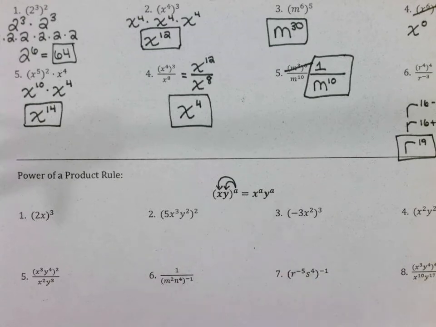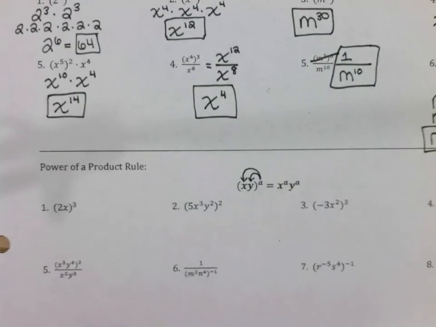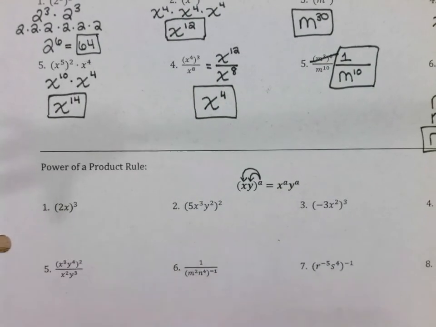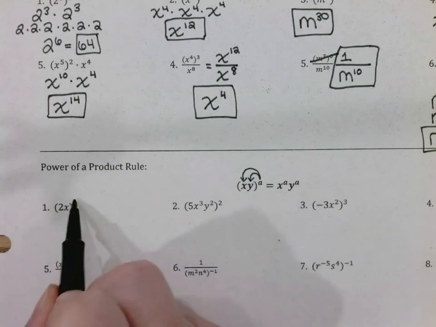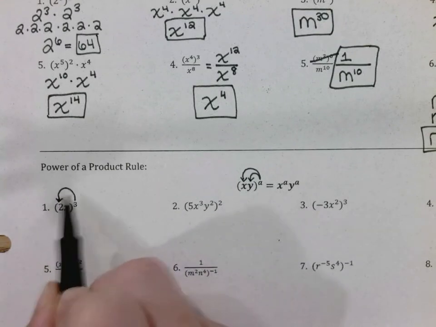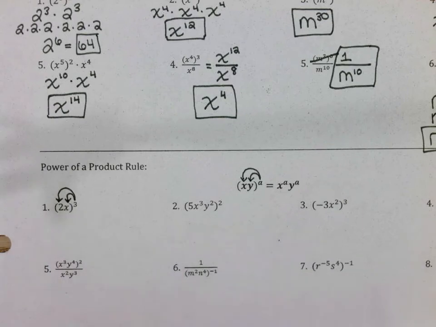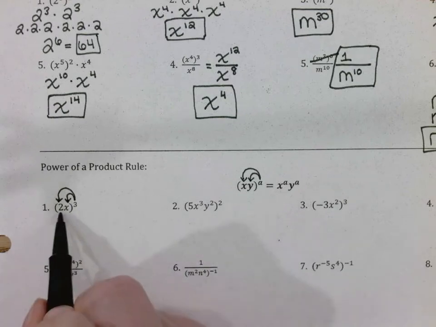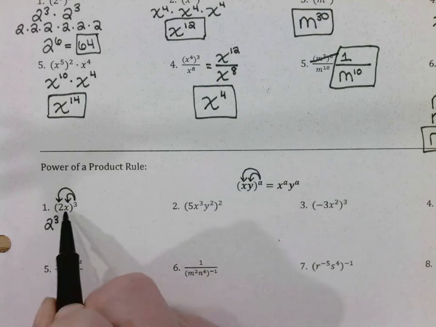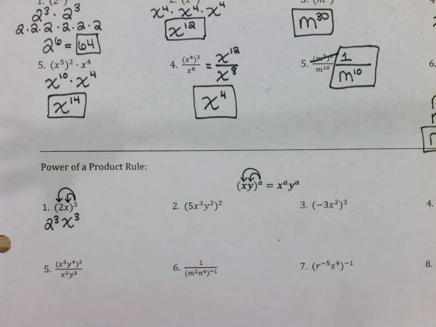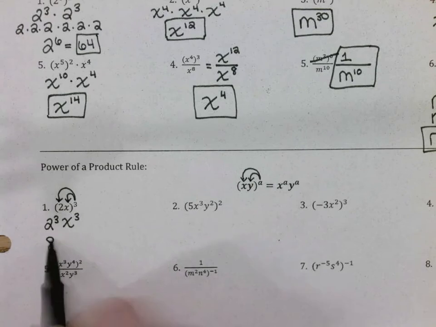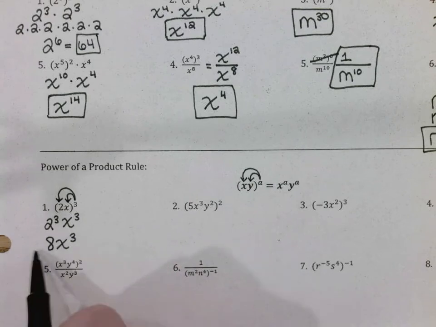So let's look at an example so we can understand this better. For number 1, we have 2x to the 3rd power. So I have to take this exponent of 3 and apply it to both the 2 and the x. So this really becomes 2 to the 3rd, x to the 3rd. All right, and we can clean this up just a little bit. 2 to the 3rd, that's 2 times 2 times 2, which we know is equal to 8. This is really 8x to the 3rd power.